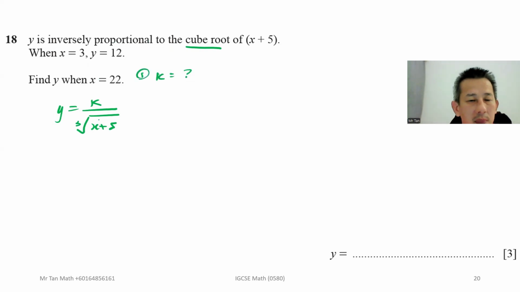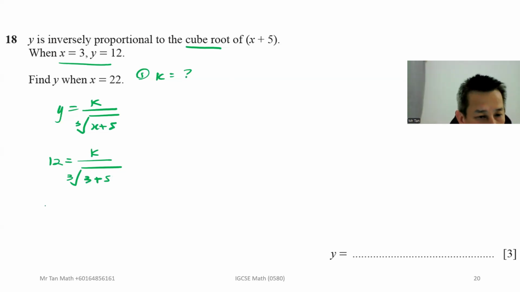This is your first step. So just use the information here. 12 equals k over the cube root of x, which is 3, plus 5. So 12 equals k over the cube root of 8. Get 12 equals k over 2. So your k equals 24.